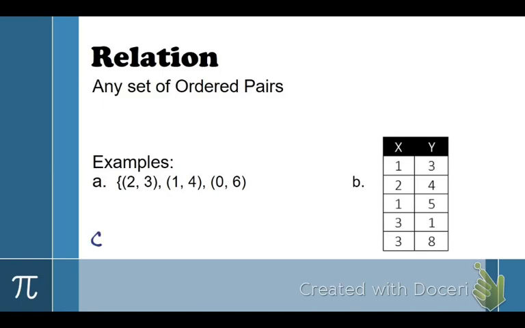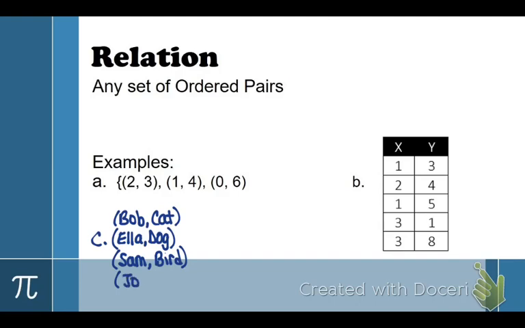I could have an example C here. I could have Ella has a dog. Bob has a cat. Sam has a bird. And Joe has a turtle. Okay, this is a relation.